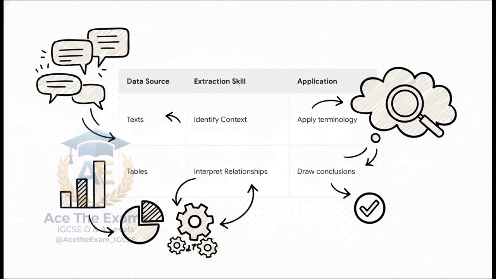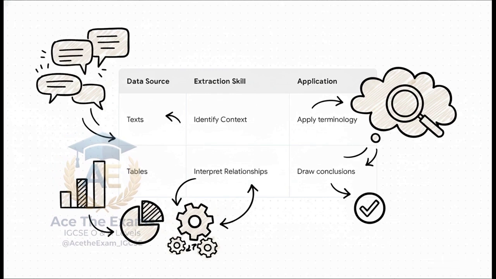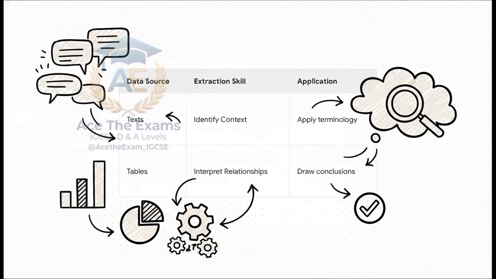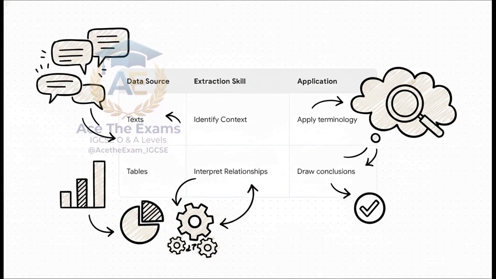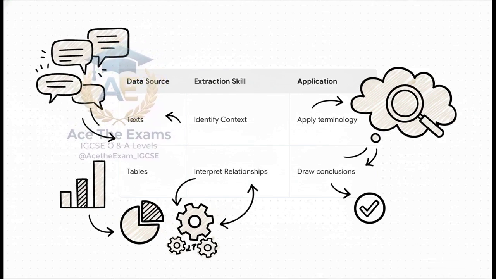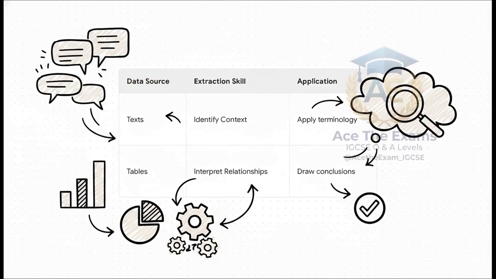Now, if you are given tables of financial data, the game changes. Your required skill is to interpret the mathematical relationships hidden within those numbers, and your application is to draw hard, evidence-based conclusions. You aren't just a student here. You are acting as a professional accountant analyzing a real-world problem. You treat text like a detective, and you treat tables like a data scientist.